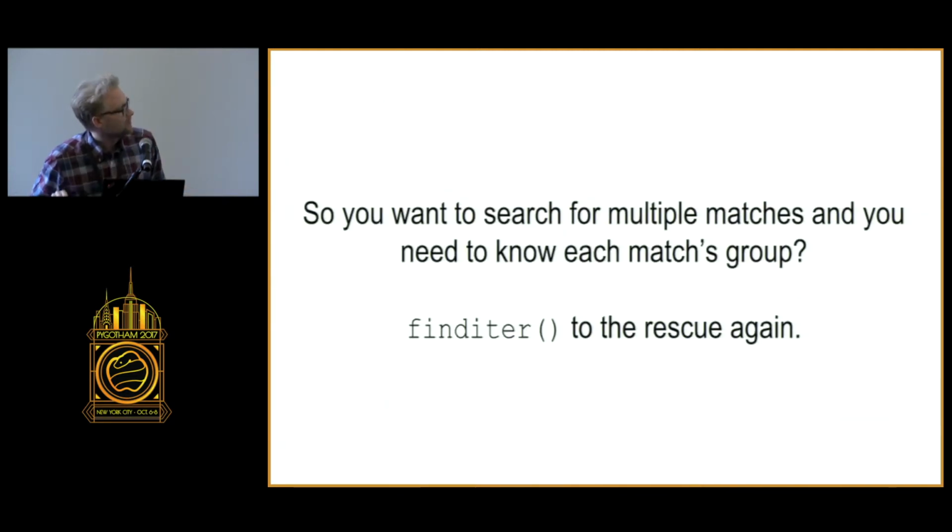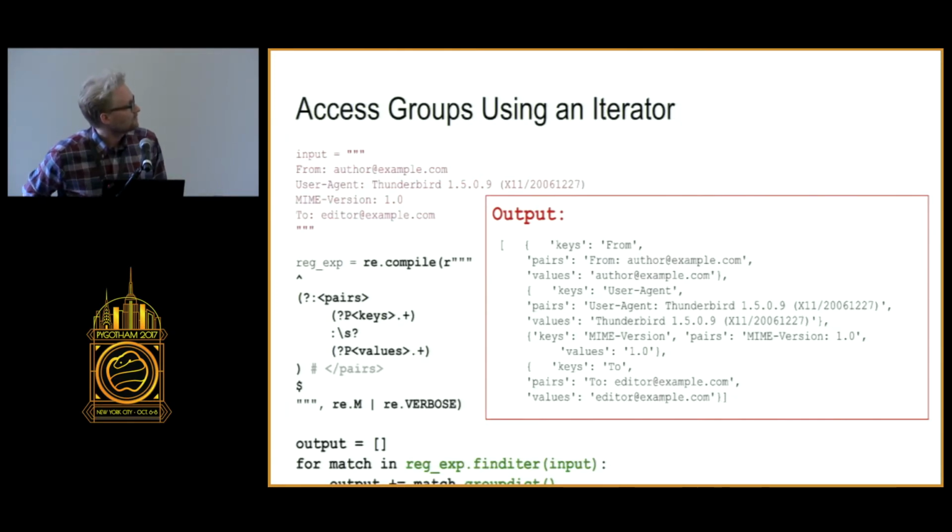So, you want to search for multiple matches, and you need to know each match's group. Well, once again, we have that metadata through the finditer method. So we can return this. Here we have the keys, we have the values, and it's a bit of a side note, but I chose to display this using the groupdict method, which is a convenient way to display this, or putting it in an array.